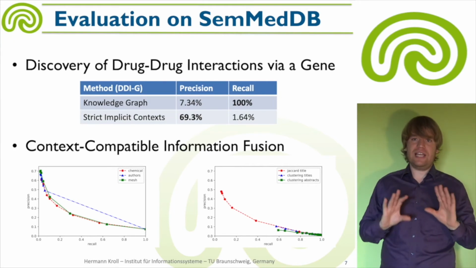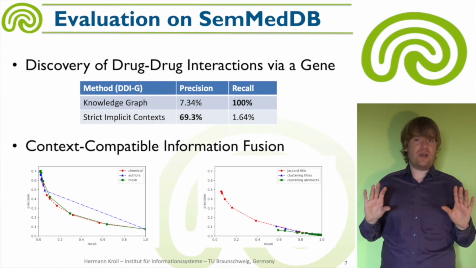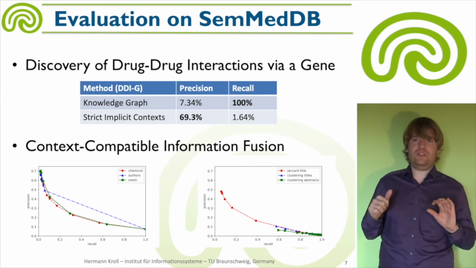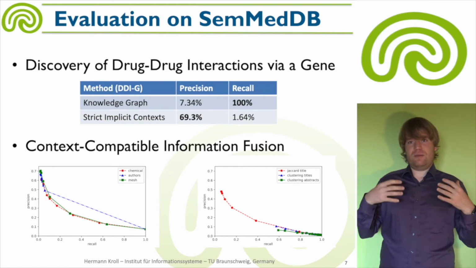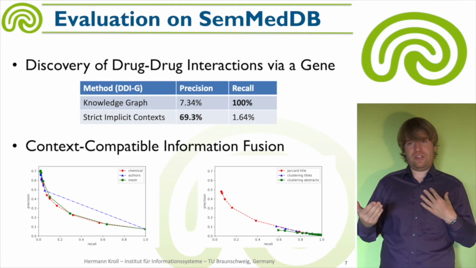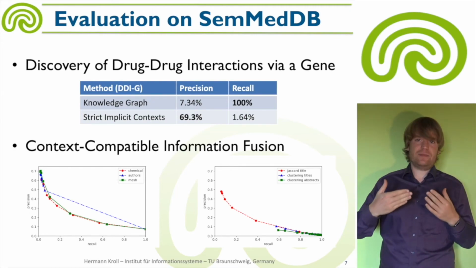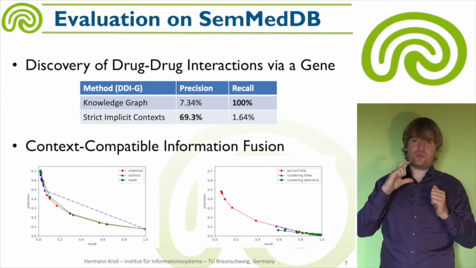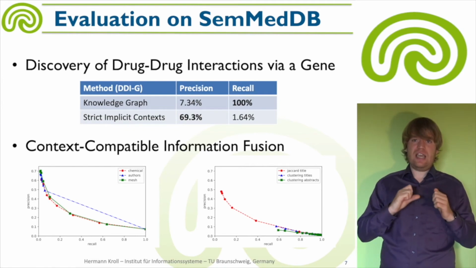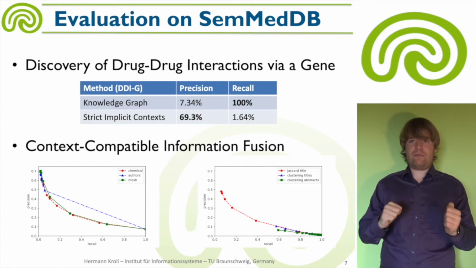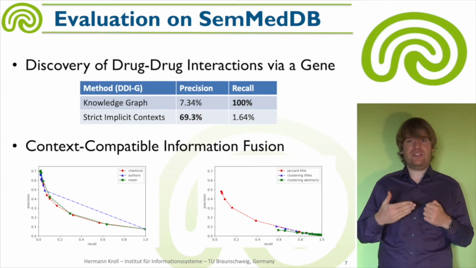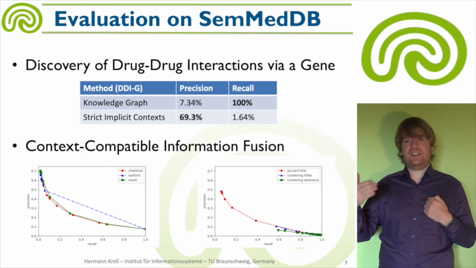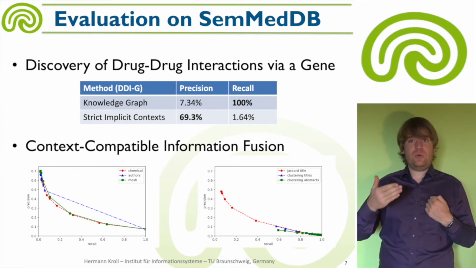If we just use a plain knowledge graph, then we would have a precision of around 7%, which is not so good. But we assume the knowledge graph to produce all answers which are possible, so we have a recall of 100%. If we restrict the fusion process of different facts to strict document context, and we only fuse information which stems from exactly the same document, then we would have a precision of around 70%, but a recall of around 1.6%. So in a concrete application, we can boost the precision around 10 times here.